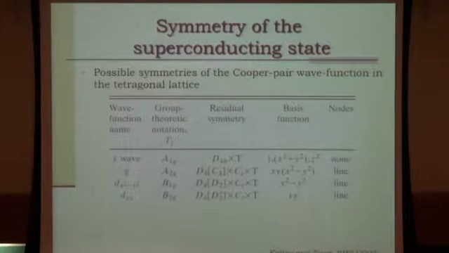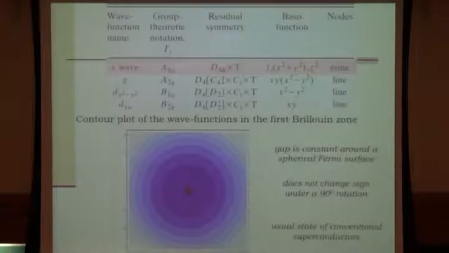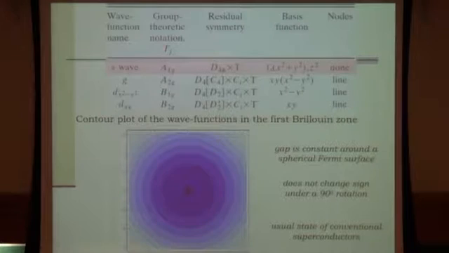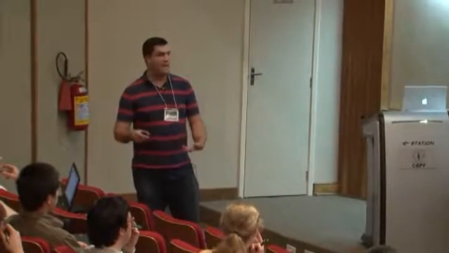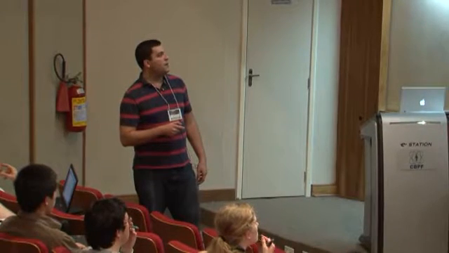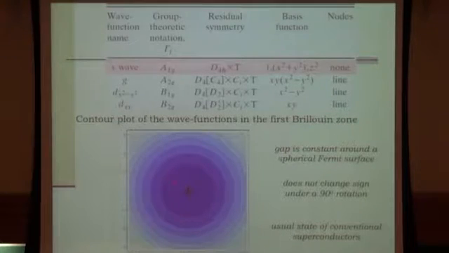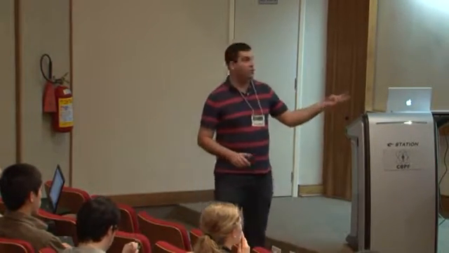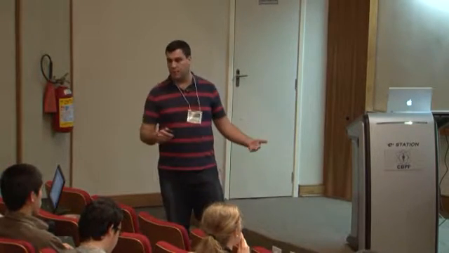But of course, this is a bit too abstract. So what you can do is just do a contour plot of all these functions, and then we see how the gap behaves. So if the wave function has A1G symmetry, it means that if I rotate it by 90 degrees, it looks the same. And I'm doing the particular representation of x squared plus y squared, which in this case is pretty much a circle. So the gap function is the same no matter what direction I look.